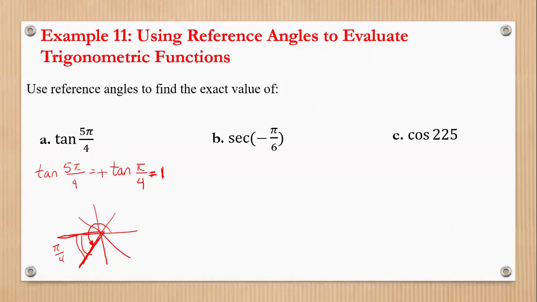Part B. I want to find the secant of negative pi over 6. Okay, let's find the reference angle and then check the sign. Negative pi over 6 is in the negative direction, so it's something like this. So that's negative pi over 6.